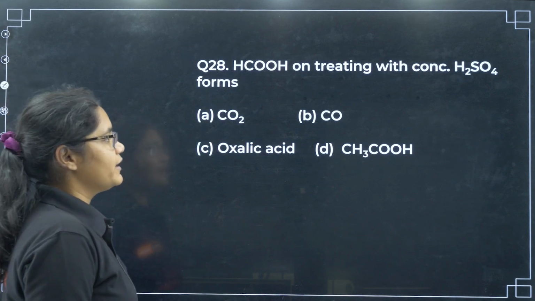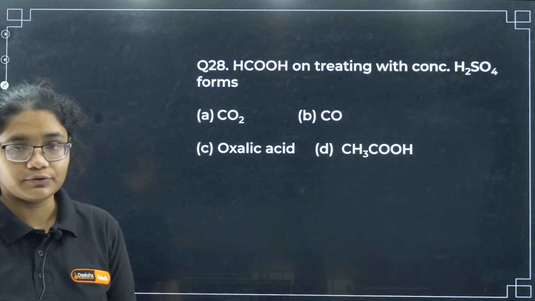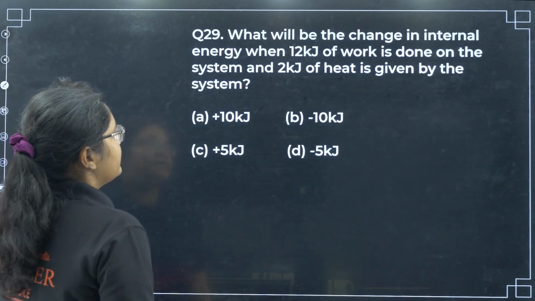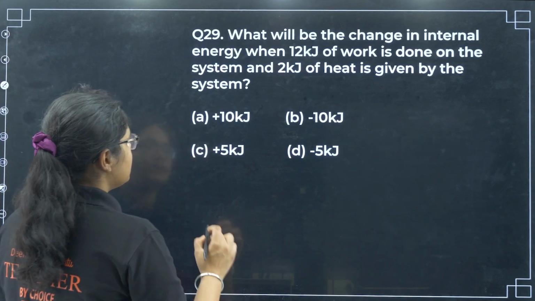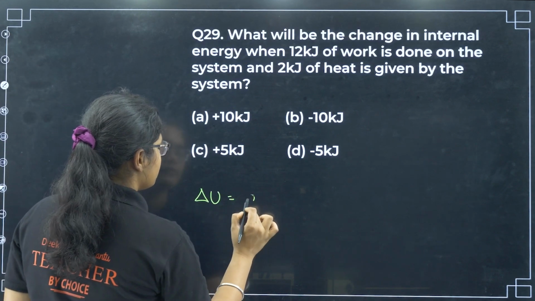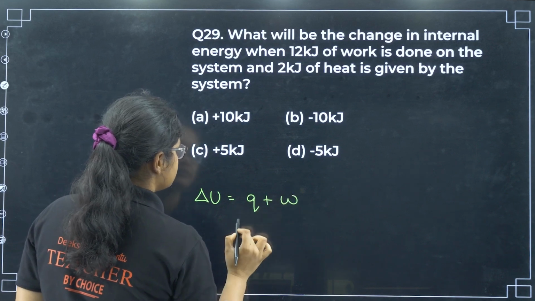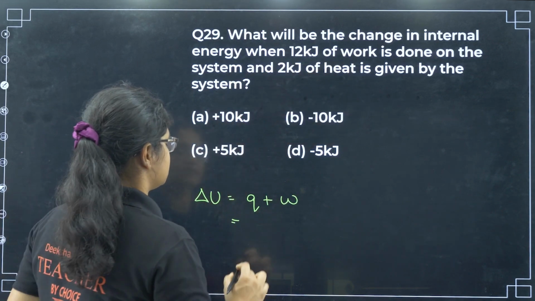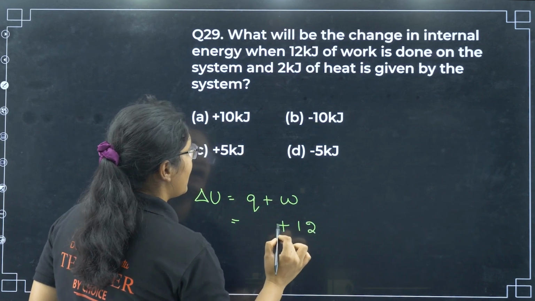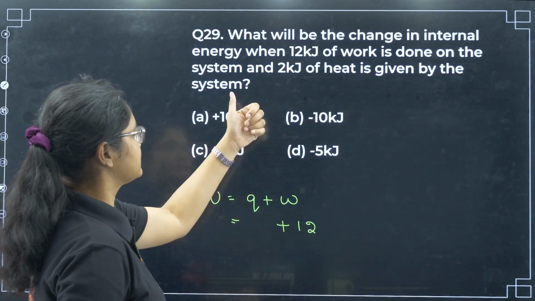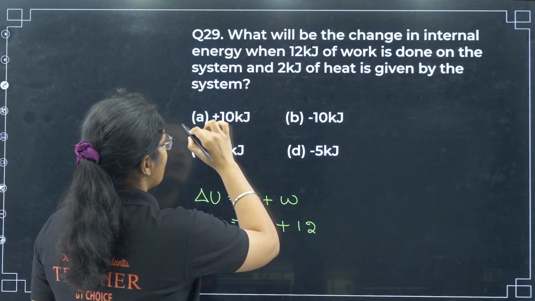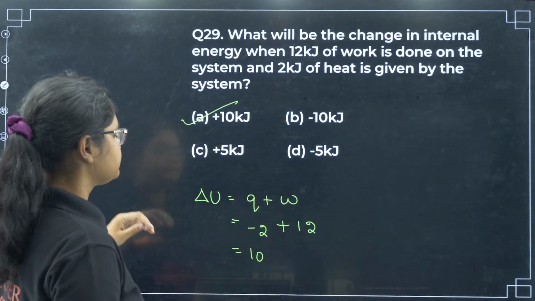Next, HCOOH on heating with concentrated sulfuric acid gives you carbon monoxide. So option number B. Next, what will be the change in internal energy? We know delta U is equal to Q plus W. The change in internal energy when 12 kilojoule of work is done on the system, so work is 12, and 2 kilojoule of heat is given by the system, so minus 2. That will give me 10. Option number A here.